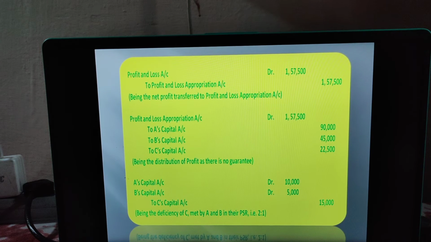Now come again to the journal. So what do we have to do now? We have to do A's capital account debit, B's capital account debit to C's capital account. So what was the case? Guaranteeing partners' capital accounts debit to the guaranteed partner's capital account. Who has given the guarantee? A and B. So A's capital account debit, B's capital account debit. And who is the guaranteed partner? C was the guaranteed partner. So we will write to C's capital account, and in this way we have solved this first question.